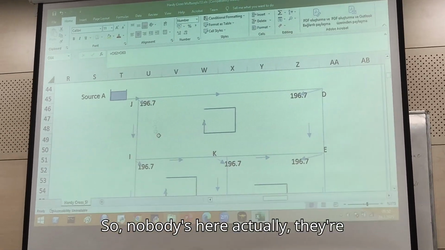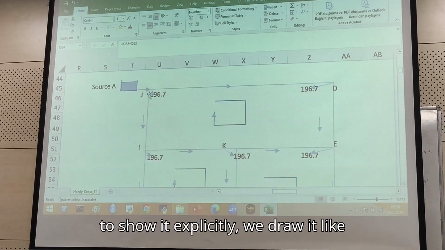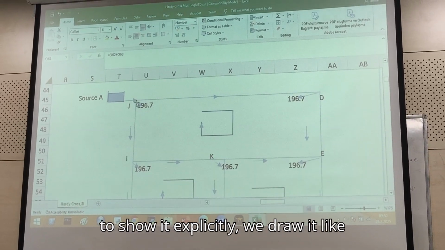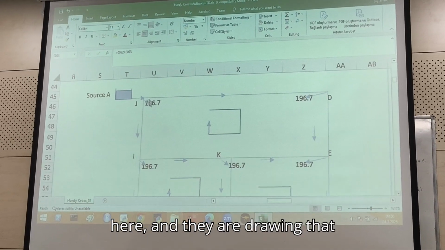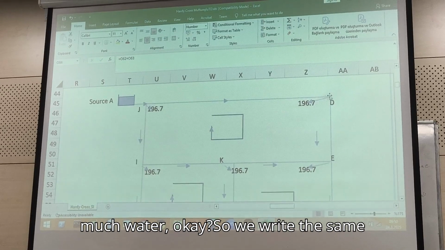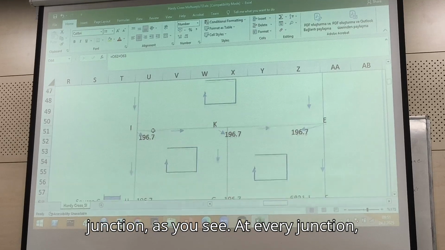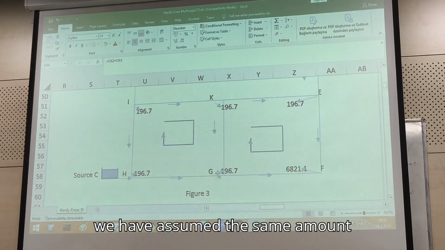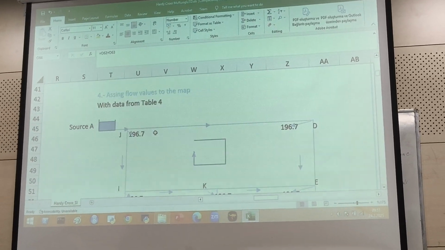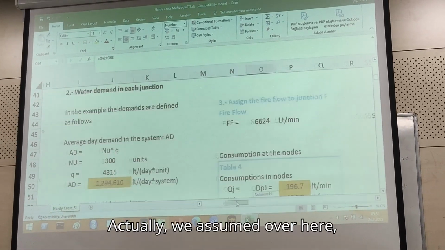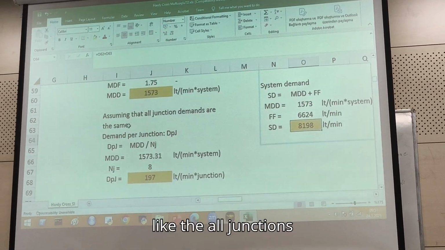Okay? So nobody is actually here. They are already on junction G, but in order to show it explicitly, we draw it like this, as if there are some people over here and they are drawing that much water, okay? So we write the same amount of water drawing at every junction, as you see. At every junction, we have assumed the same amount of demand. Actually, we assumed over here that all junctions have the same demand.